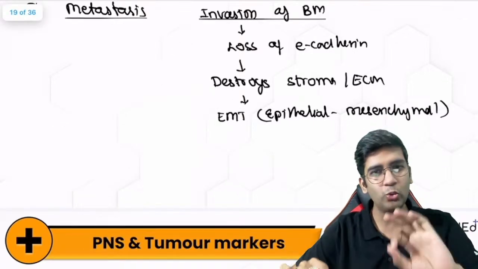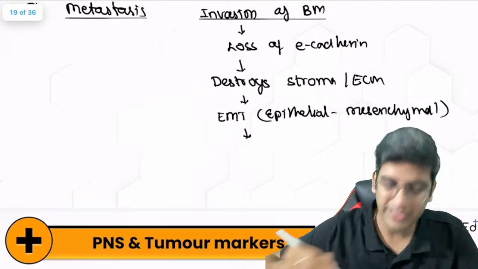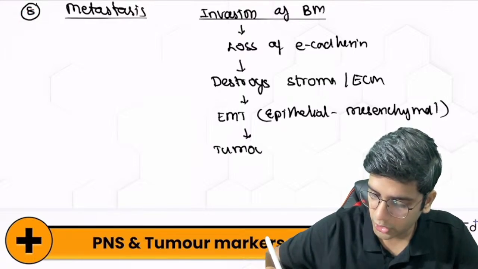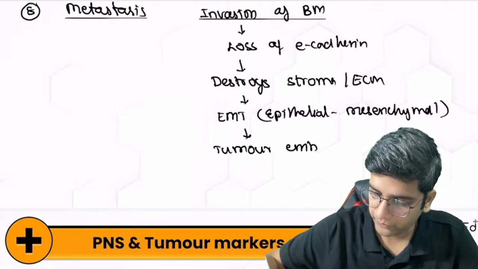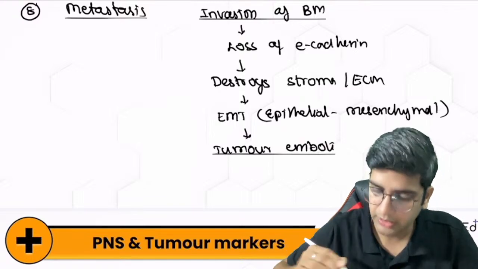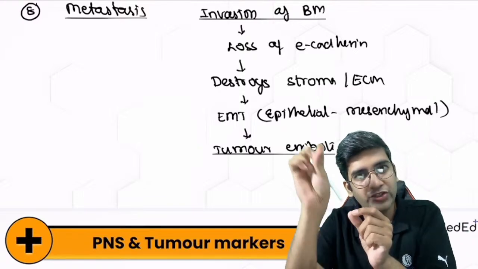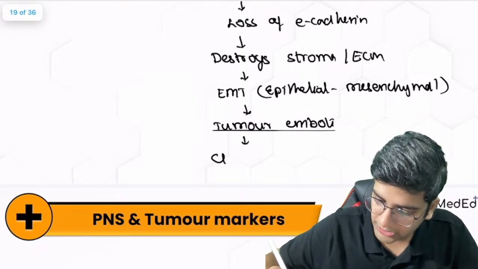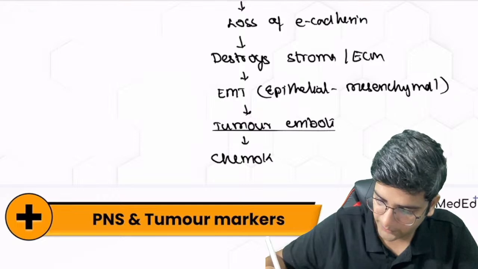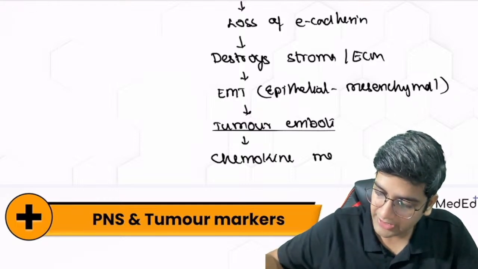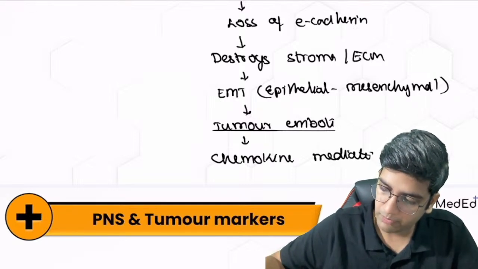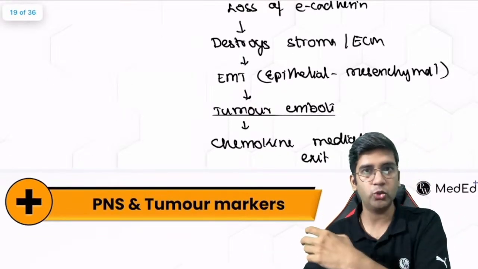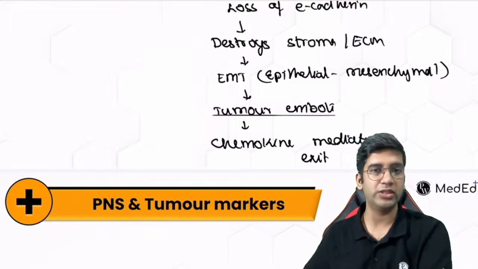So it moves slowly and steadily and it reaches your blood vessel. In the blood vessel, you have tumor emboli. There's tumor emboli formation in the blood vessel. It forms an emboli and moves either in the lymphatics or in the blood vessel. After that, we have something called chemokine-mediated exit. To exit, you need chemokines, because only a chemokine can tell it, please come to a lymph node, or to a lung, or to a brain, or to a liver, right?